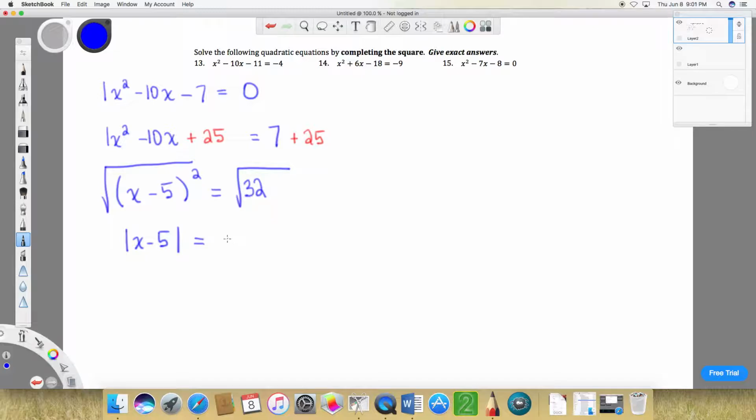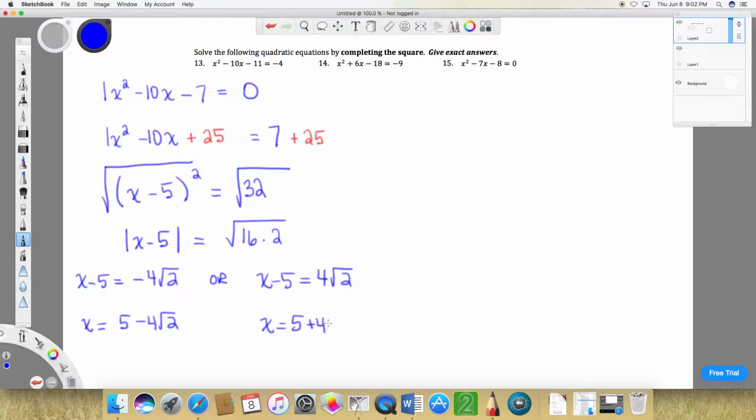Now over here, I'm just going to leave this as the square root of 32 for right now. Well, let's rewrite 32 as 16 times 2. All right, so I know how to solve absolute value equations. I have x minus 5 is equal to negative. Well, I can take the square root of 16. So it's either equal to -4 radical 2 or x minus 5 is equal to +4 radical 2. So I have two solutions, 5 minus 4 radical 2 and 5 plus 4 radical 2.